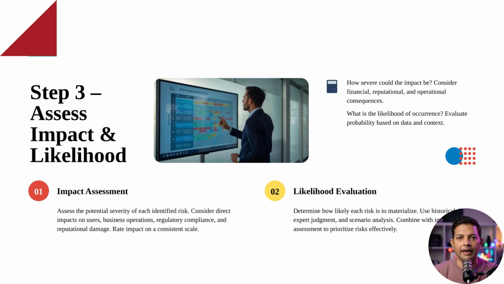After identifying risks, the next step is to assess their severity. This is typically done by evaluating two things: impact and likelihood. Impact refers to how serious the consequences would be if the risk materializes. For example, a biased hiring decision might have legal and reputational consequences. Likelihood refers to how probable it is that this risk will occur. By combining impact and likelihood, you can prioritize risks. Not all risks are equal. Some require immediate attention, while others can be monitored over time. This step helps you focus your efforts where it matters most, rather than trying to address everything at once.